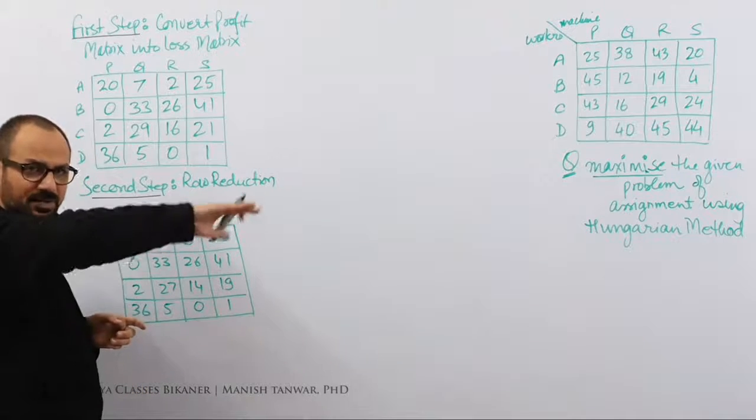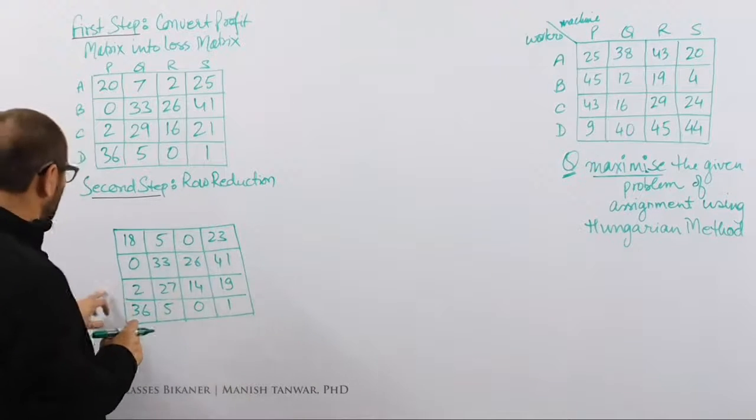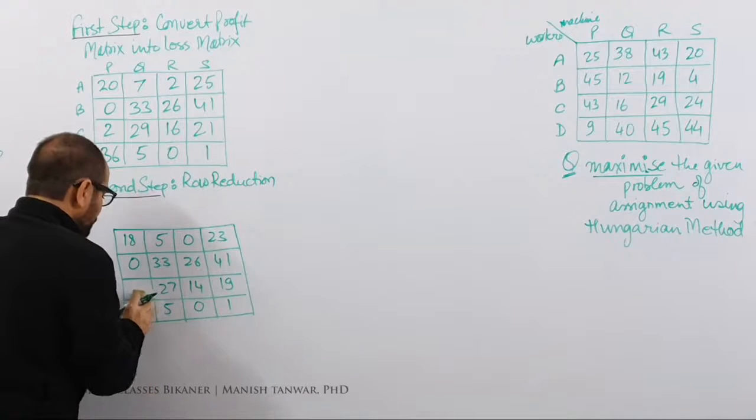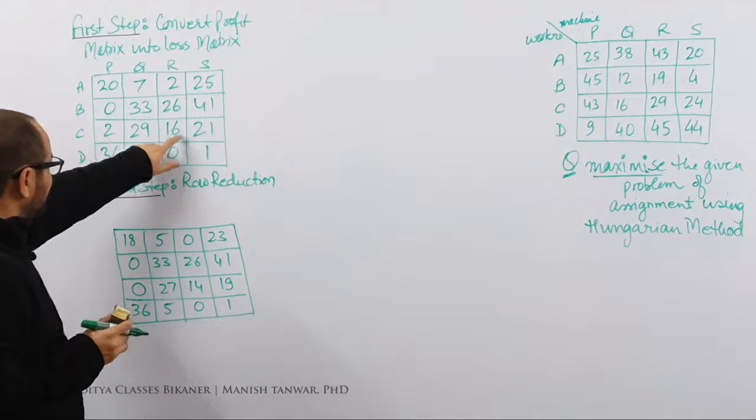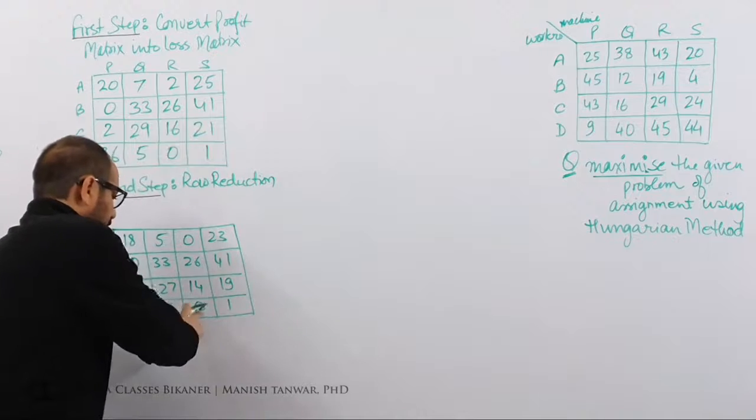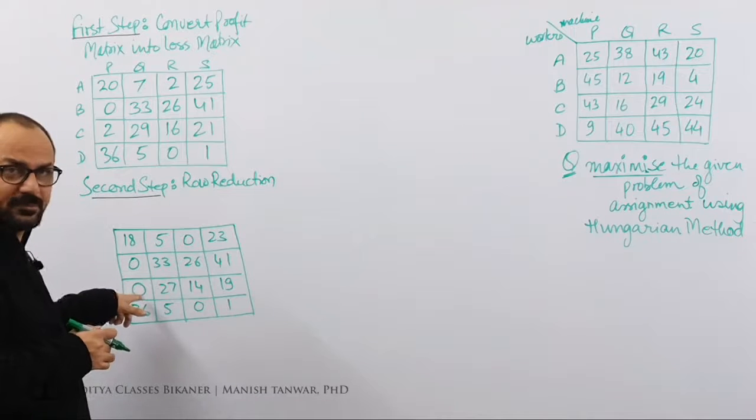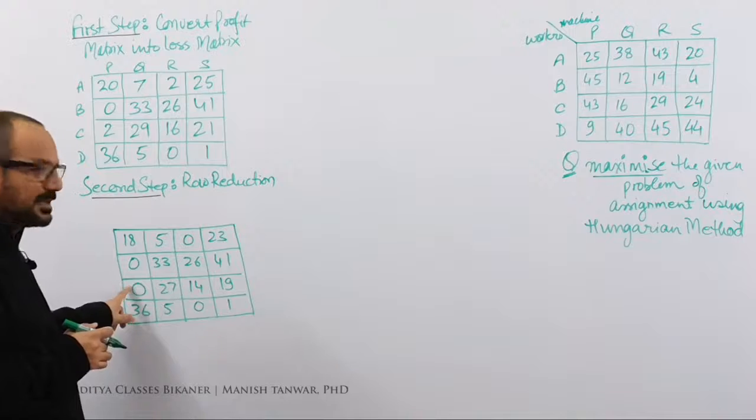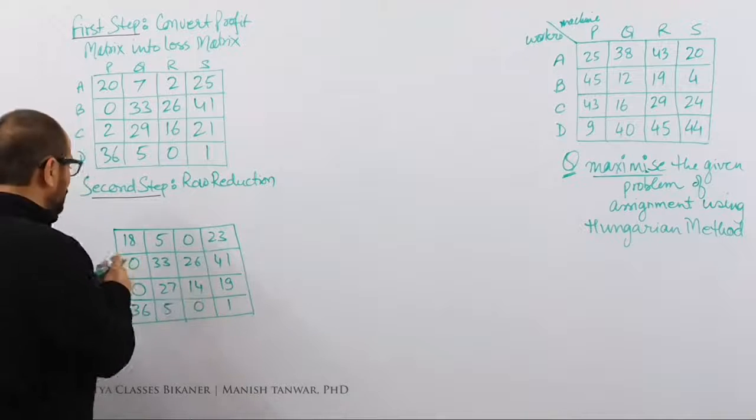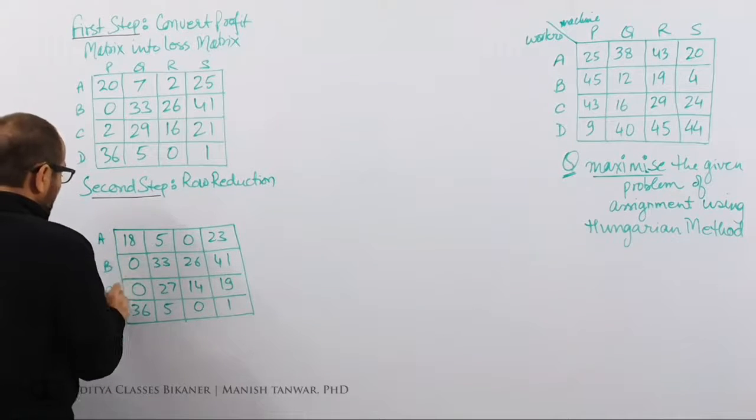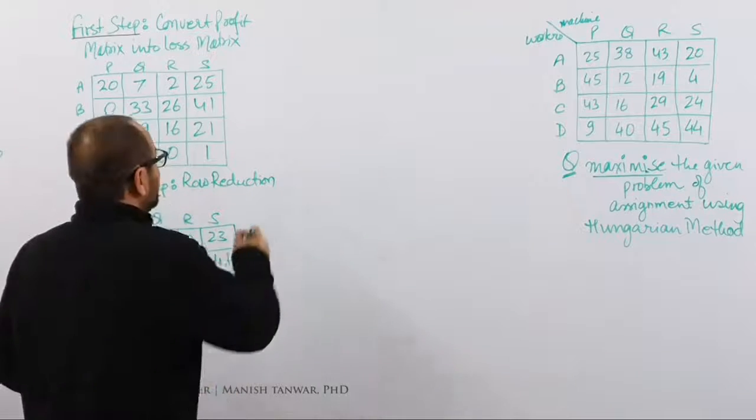After row reduction, each row should have at least one 0. First row has a 0, second row has a 0, third row doesn't have a 0. Oh, this should have been 0. We have subtracted 2 from all, making it 0, 27, 14 and 19. It has a 0, fourth row has a 0. It is always a good idea to check, because we put 2 over here by mistake. So after row reduction, each row has at least one 0. Their names were A, B, C and D, P, Q, R and S. This was our second step.